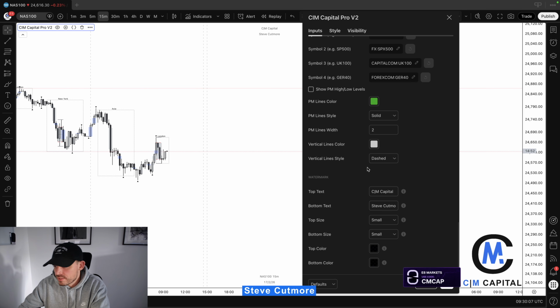So if you scroll right down to the bottom of the indicator, the top watermark, mine says CM Capital, as you can see in there, and then obviously the bottom text, which is the text underneath the CM Capital, is my name. You can't obviously change the bottom ones, because that's whatever chart you're on, whatever date we are, and whatever time frame you're on, it automatically plots all that for you. And then you can just change the sizes as well, so you can make it really small or bigger if you want. So I just have it set to small. And that is literally it.